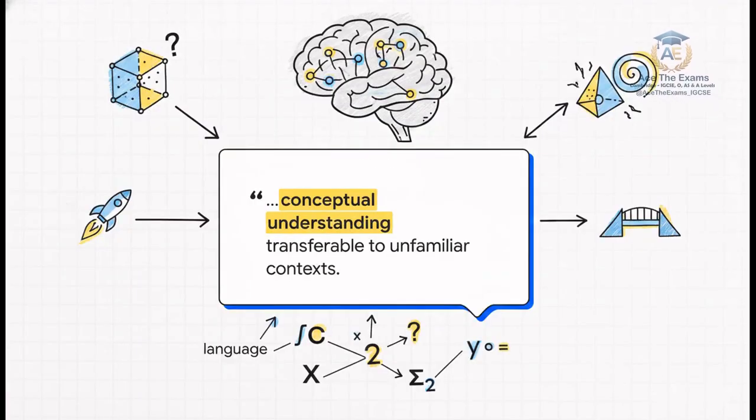I want to leave you with this incredibly powerful observation taken directly from the syllabus documentation. Top-performing students exhibit connected, conceptual understanding transferable to unfamiliar contexts. The absolute best students don't just memorize isolated rules. They build a deep, connected understanding of the mathematical language. Because they truly understand why notation works the way it does, they can adapt and thrive when the exam throws a completely unfamiliar surprise question their way.